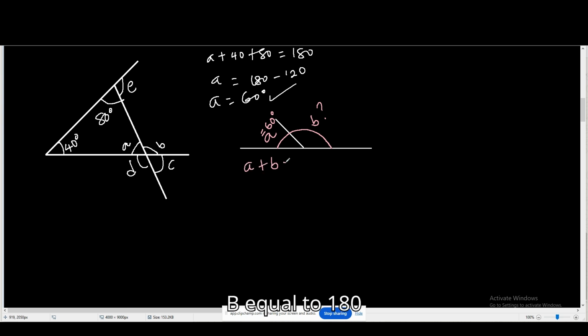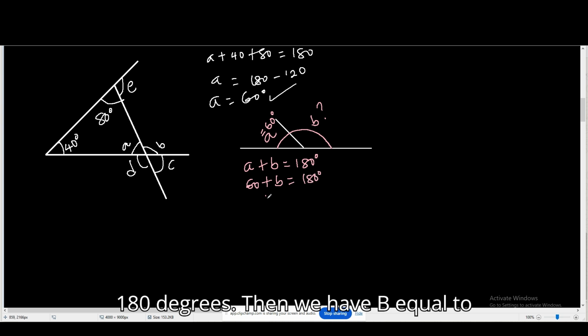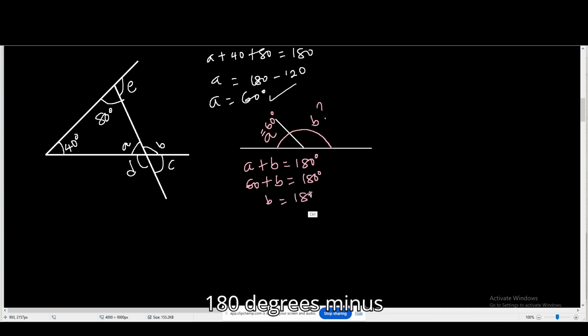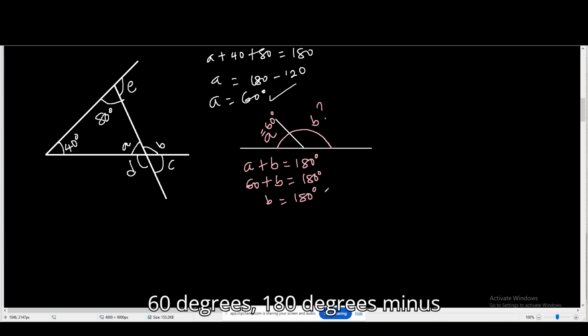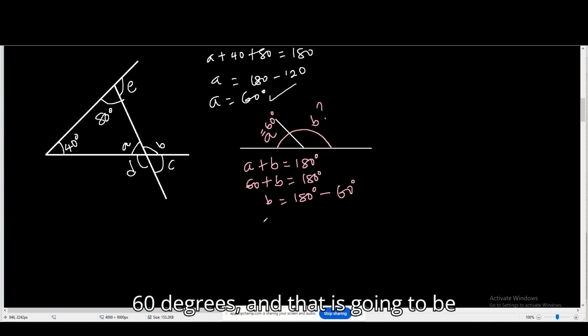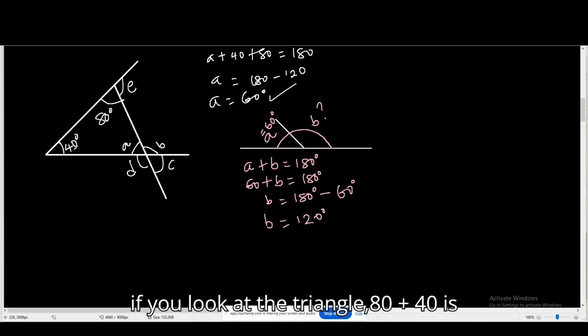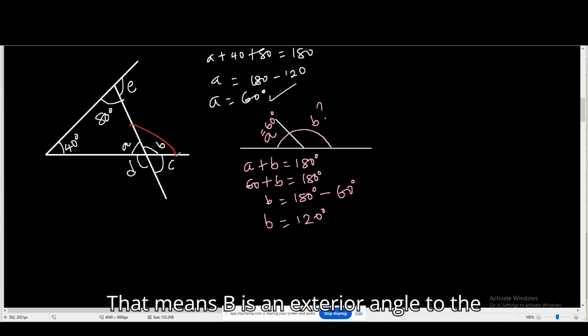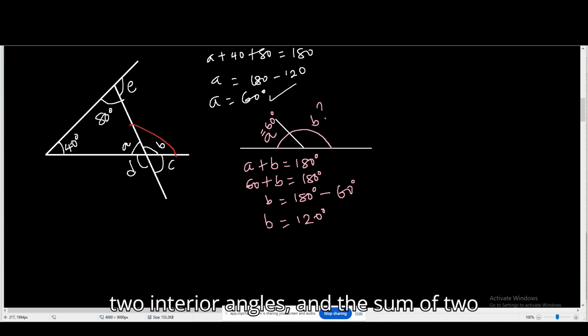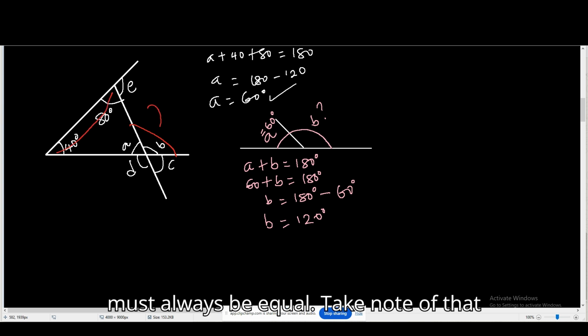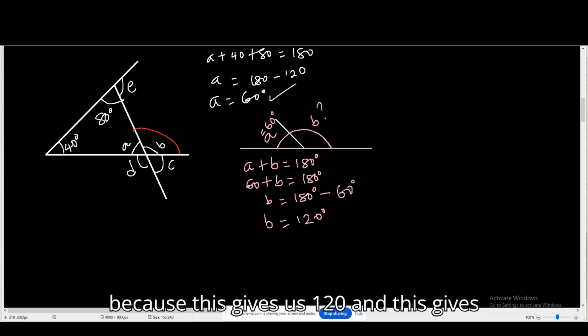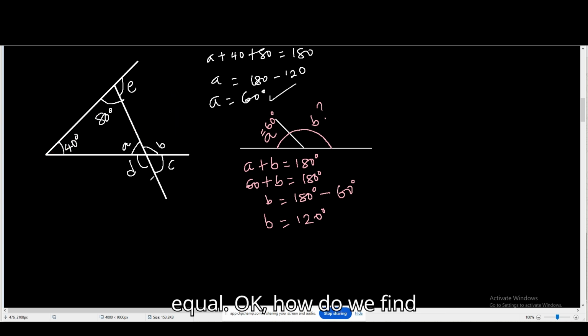How? A plus B equals 180 degrees. A is 60, plus B equals 180 degrees. Then B equals 180 degrees minus 60 degrees, and that is going to be 120 degrees. Now, if you look at the triangle, 80 plus 40 is 120. B is also 120. That means B is an exterior angle, and the sum of the two interior angles and the exterior angle must always be equal. Take note of that, because this gives us 120 and this gives us 120. That means they must always be equal.